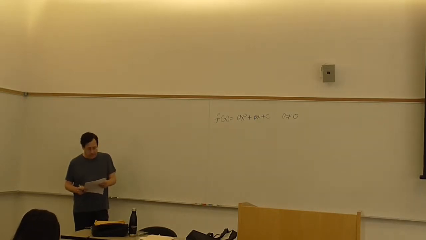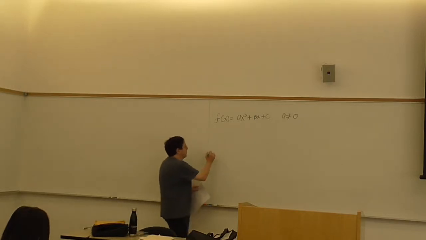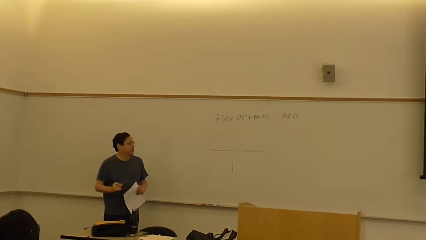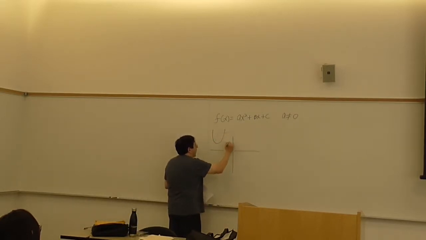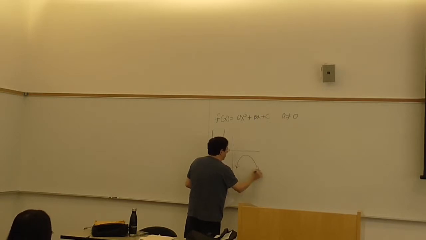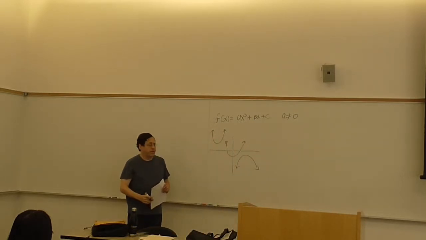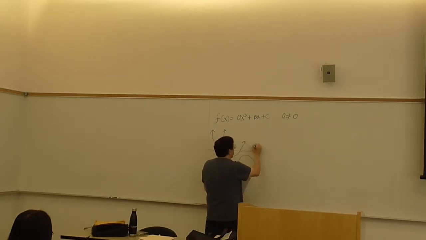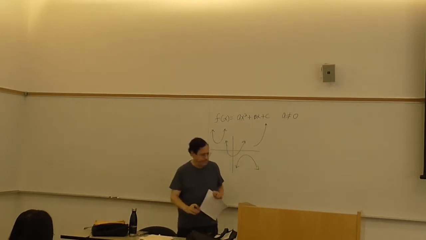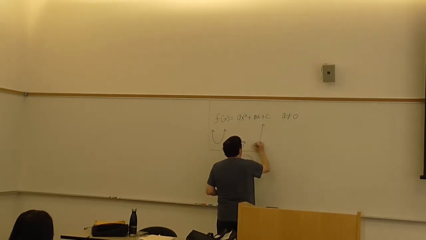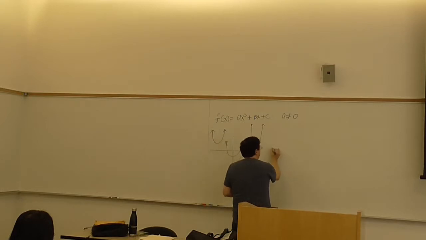Things we want to know about these functions. Well, for one thing, the graph is always a parabola. Could be like that. Could be like that. Could be like this. It can either be up or down. The shape of the parabola can vary. It can be very steep. It can go up very quickly. Or it could be very shallow.